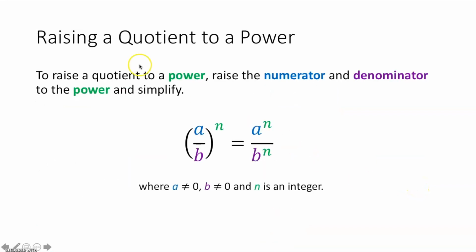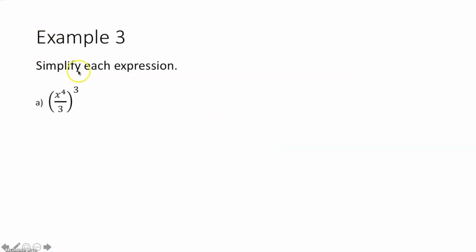Next, let's talk about raising a quotient to a power. To raise a quotient to a power, you're going to raise the numerator and denominator to the power and simplify. So if you have a fraction all being raised to some exponent, you just raise the numerator to that exponent and the denominator to that exponent. That's all you've got to do. Super easy.